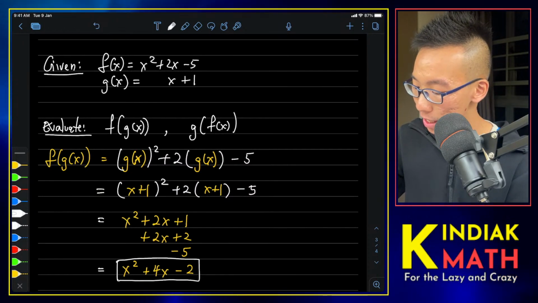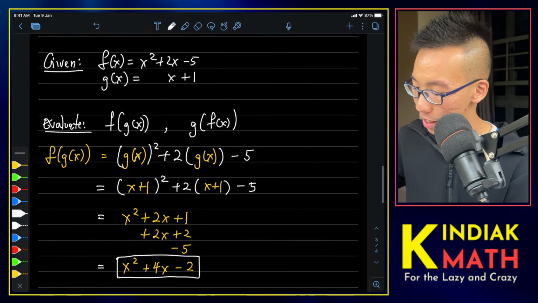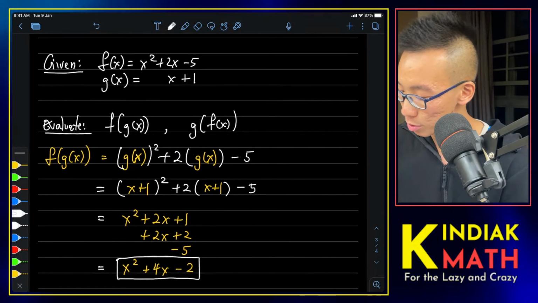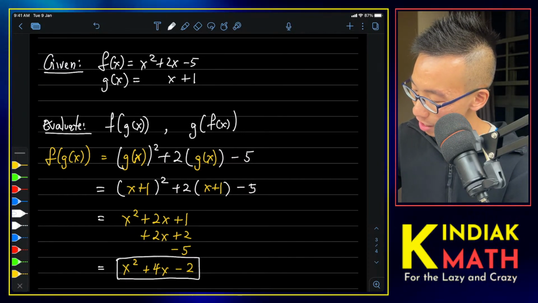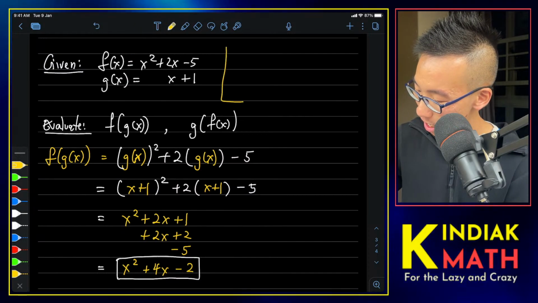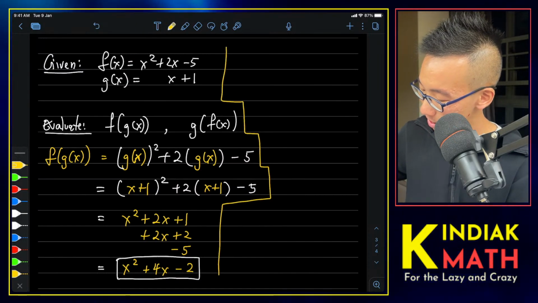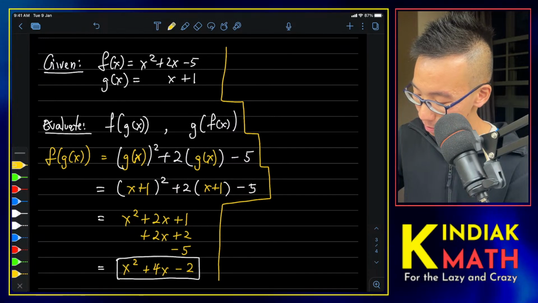We can do a similar calculation for g of f of x, which I'm going to try to make space to do. Alright, let's try this out. Let's see if this works. I think this should work.